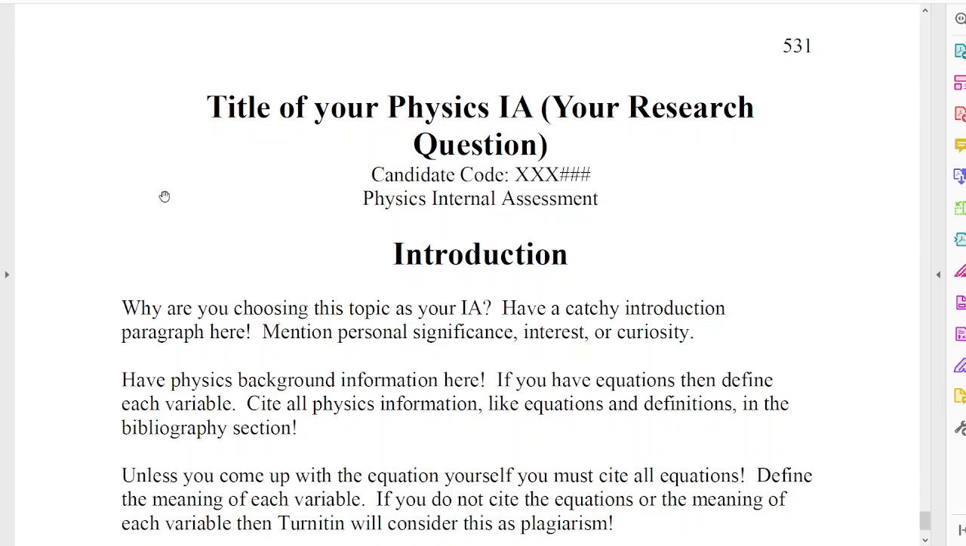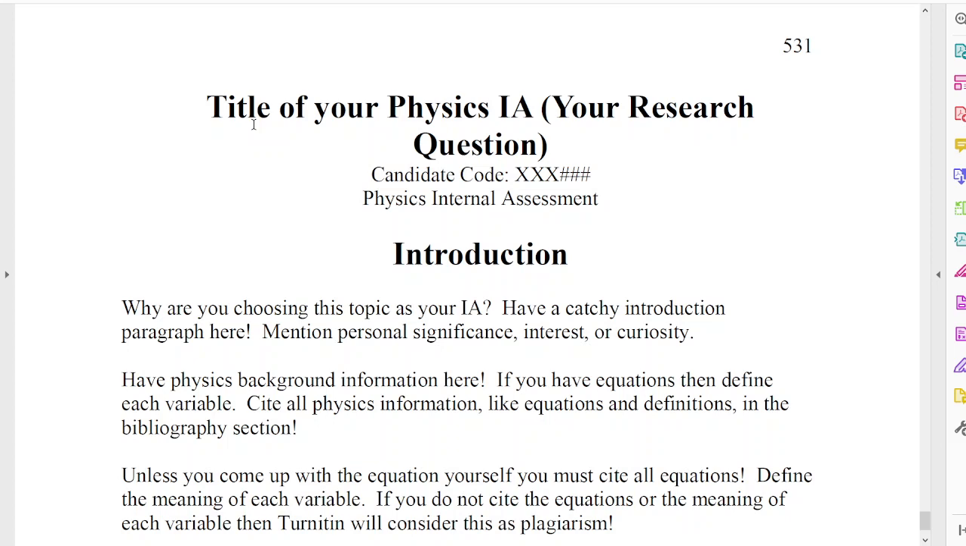So have the title of your physics IA, and your title should be a research question, okay? What is the acceleration of gravity near the surface of the Earth? That's an example. What is the specific heat capacity of salt water? That's another example.